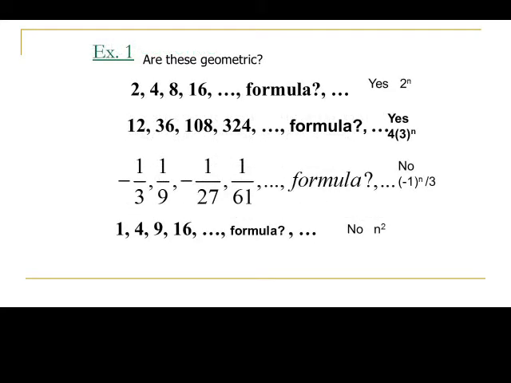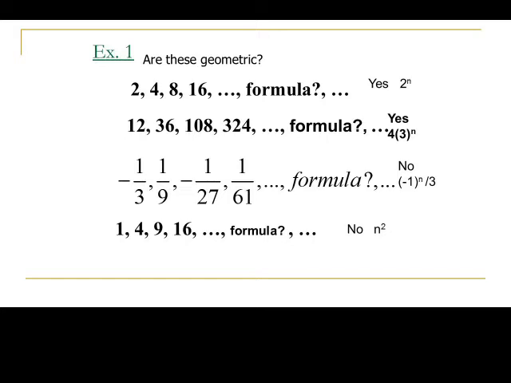Now some examples of geometric progressions. Let's start with the first example, that is 2, 4, 8, 16 and so on. Here we can see the common ratio is 2, meaning the ratio of the second term and first term is 2 and the ratio of the third term and second term is also 2. So this sequence is a geometric progression. Now the second example is in which the first term is 12, second term is 36, third term is 108 and so on. This sequence is also a geometric progression.